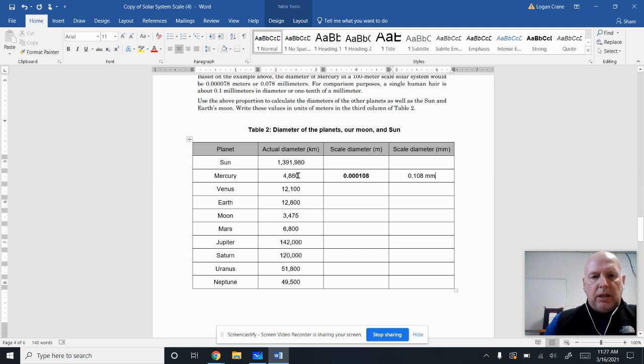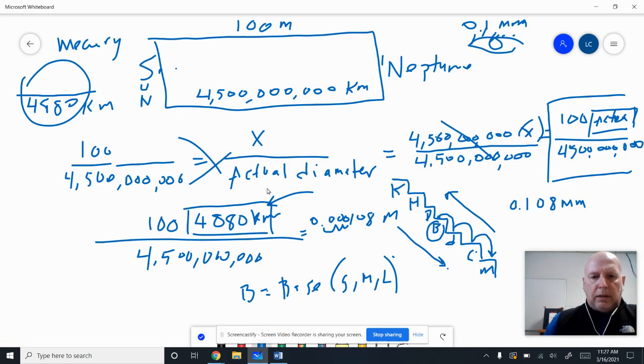So instead of 4,880, for the sun you're going to put in the actual diameter, 1,391,980. Over here, you're going to take that out and substitute whatever that is, sub out that 4,880 for whatever the actual diameter is for the sun. So that should help you out.